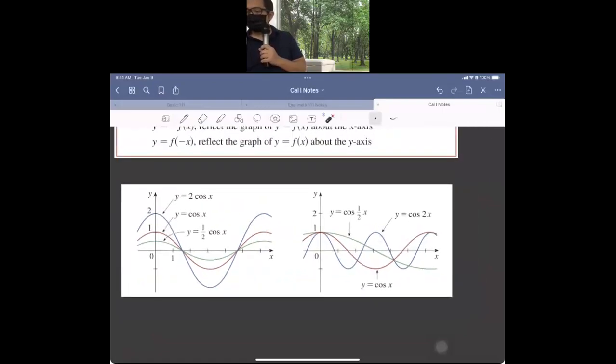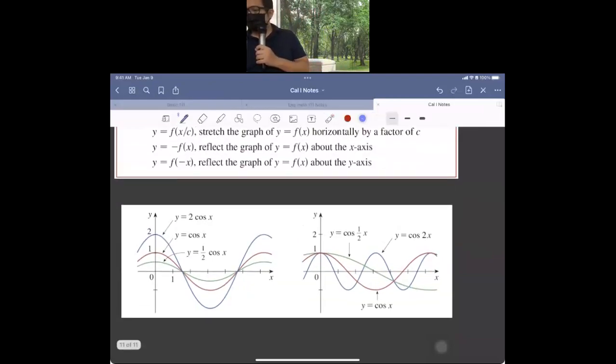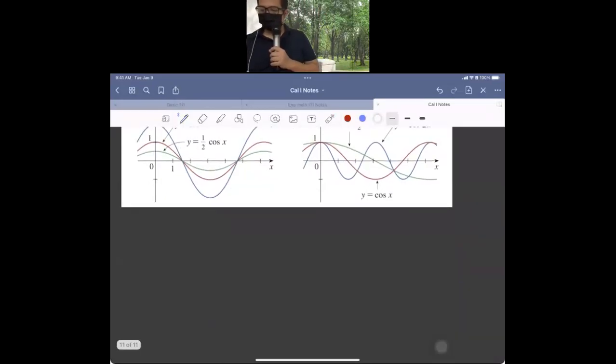All right, and then what else do we need to cover today? Oh yeah, combination of functions. Okay. So combinations of functions.